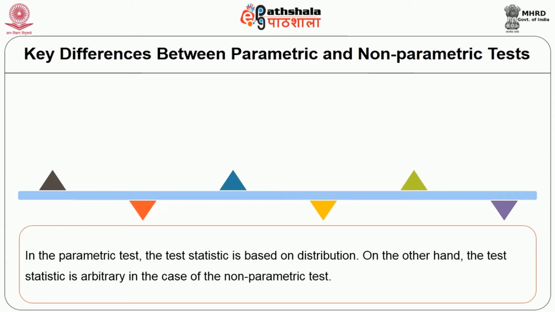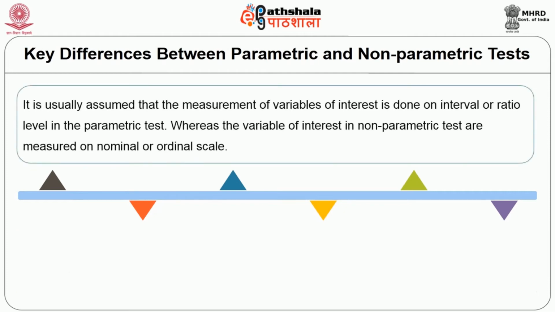On the other hand, the test statistics is arbitrary in the case of the non-parametric test. It is usually assumed that the measurement of variables of interest is done on interval or ratio level in the parametric test, whereas the variable of interest in non-parametric test are measured on the nominal or ordinal scale.